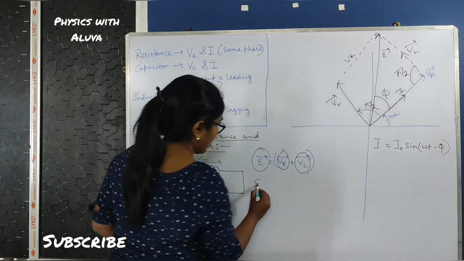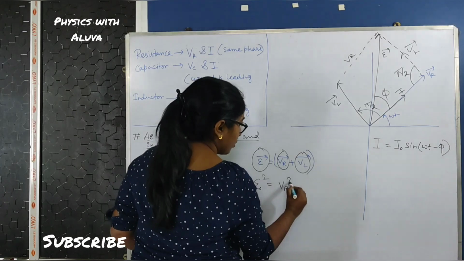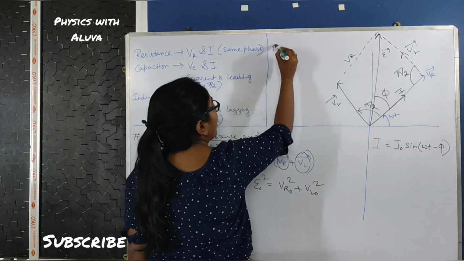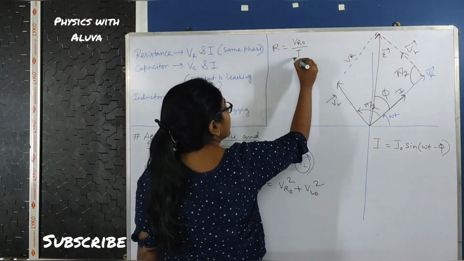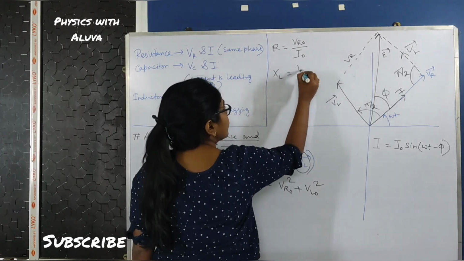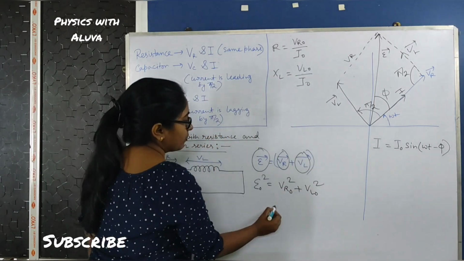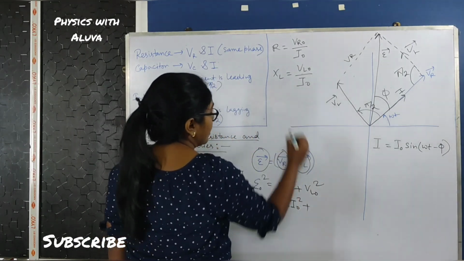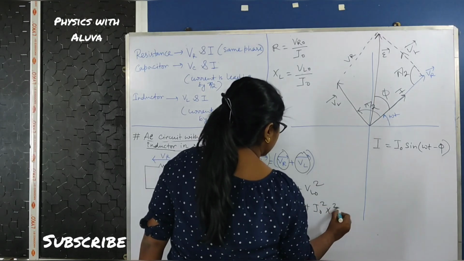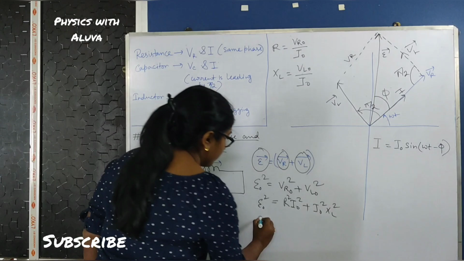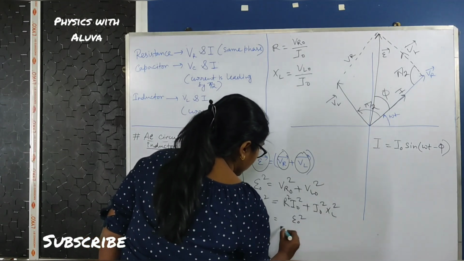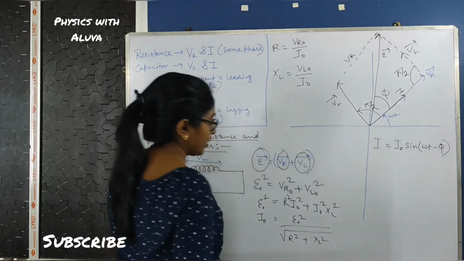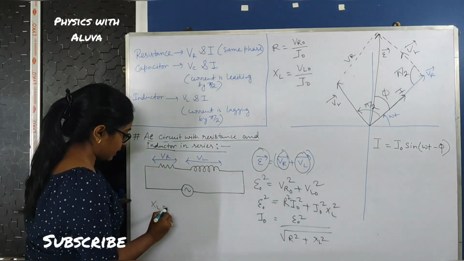So here we can write that epsilon naught square is equal to VR naught square plus VL naught square. Here we know that R is equal to VR naught divided by I naught, then XL is equal to VL naught divided by I naught. So in place of VR naught we can write R square I naught square plus I naught square XL square. Okay, so here we will write that I naught is equal to epsilon naught divided by root over R square plus XL square. And we also know the value of XL is omega L.